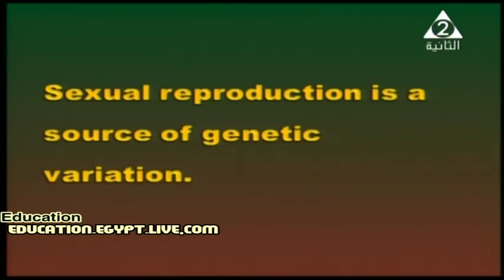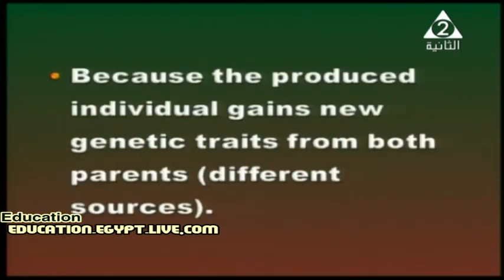Sexual reproduction is a source of genetic variation. That's because the produced individual gains new genetic traits from both parents, which means from different sources, as the zygote produced from sexual reproduction combines the genetic traits from father and mother.